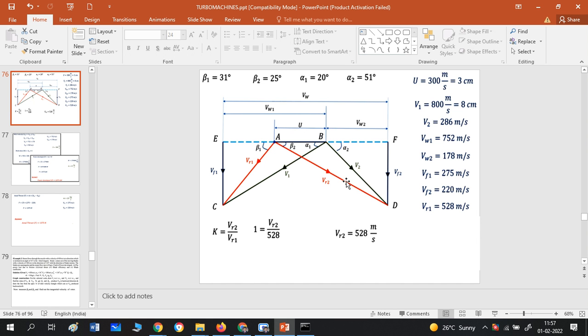If you draw from A, it will be alpha 1 here. V1 alpha 1 you can draw on the right side, or as shown you can draw on the left side. So alpha 1 is how much? 20 degrees. V1 is how much? 800, given in the problem. So it is 8 centimeter. So keeping 20 degrees at B, I'll extend this V1 line at 20 degrees up to 8 centimeter.